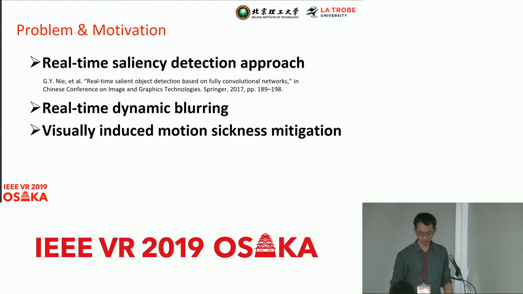In our study, to reduce visually induced motion sickness in VR, a salient detection approach is used to predict the user's focus, and real-time dynamic blurring based on this salient detection approach is used to keep the salient area in focus and blur the other areas, which eliminates the pitch black display and achieves eye fixation simultaneously.